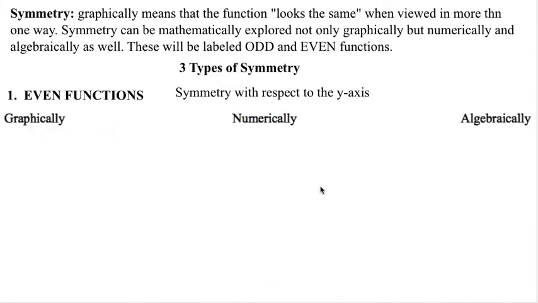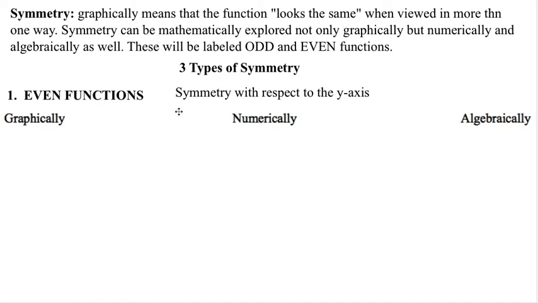Next up is symmetry, the concept of symmetry, and that has to do with things that look the same. We have 3 types of symmetry. We have odd symmetry, even symmetry, and those are the most important ones. And then we also have odd functions and even functions. And then we also have symmetry where it's not a function, and we'll talk about that one last. So let's go ahead and look at all 3 methods to describe our symmetry, both graphical, numerical, and algebraic.